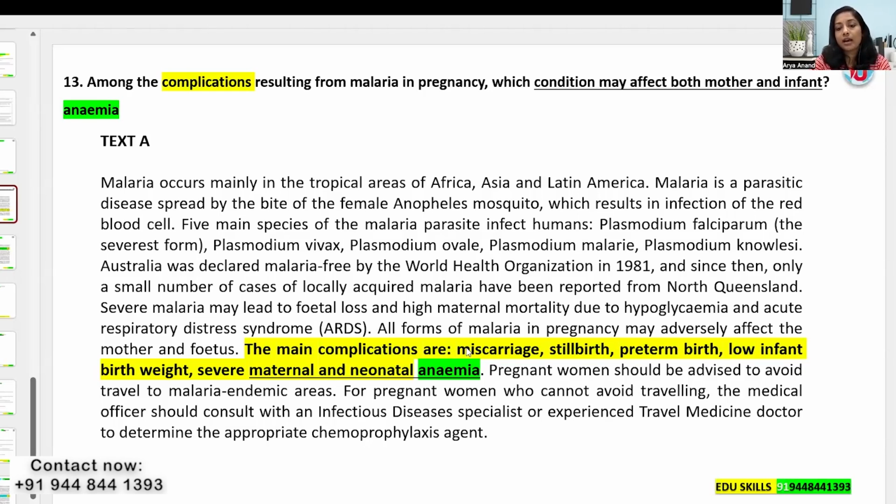The main complications are miscarriage, stillbirth, preterm birth, low infant birth weight, severe maternal and neonatal anemia. So these are like miscarriages for mother, right? Stillbirth, preterm birth, low infant birth weight, that is for baby, right? Then here, severe maternal and neonatal anemia. That means mother and baby will have anemia, right? So one of the complications is severe maternal and neonatal anemia. Here they have mentioned mother and infant, but in your text they have mentioned maternal, that means mother, and neonatal, that means infant. So your answer is anemia.